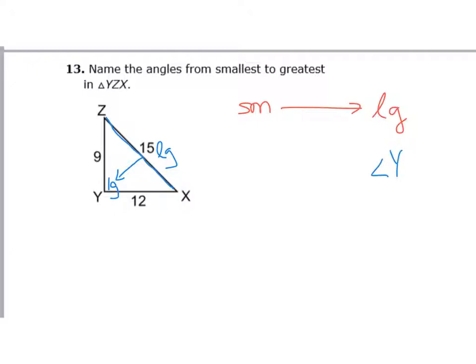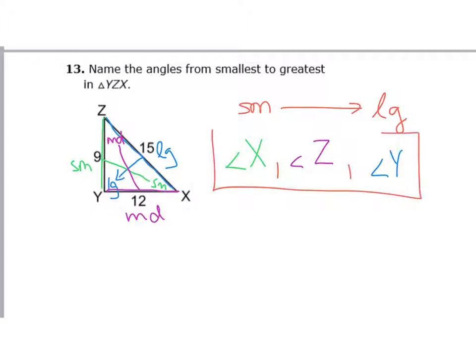My smallest side is 9. So if I go across the triangle, my smallest angle is X, which leaves angle Z to be my medium angle, because it's across from my medium side. So X, Z, Y is the order from small to large.